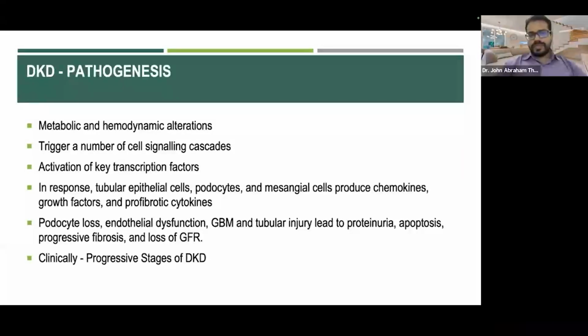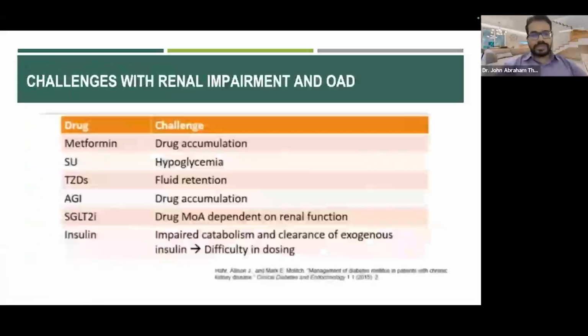We know the DKD pathogenesis, which is metabolic and hemodynamic alterations, which trigger a number of cell signaling cascades and activation of key transcription factors, and in response, the tubular epithelial cells, podocytes, and mesangial cells produce chemokines, growth factors, and profibrotic cytokines. And there is a loss of podocytes, endothelial dysfunction, glomerular basement membrane and tubular injury, which lead to proteinuria, apoptosis, progressive fibrosis, and loss of glomerular filtration rate. And the CKD stages progress.